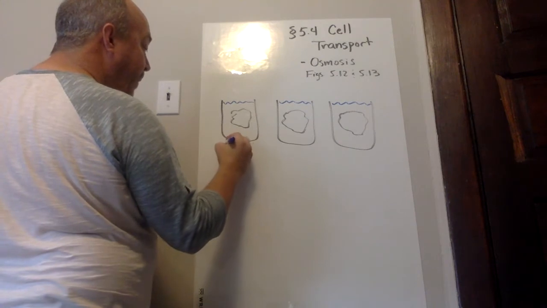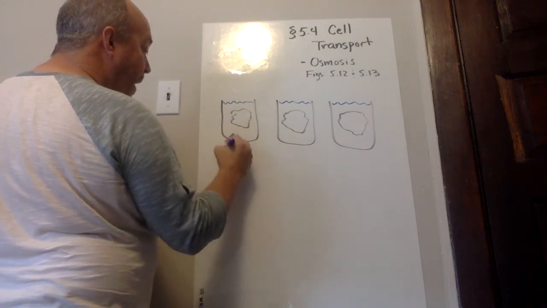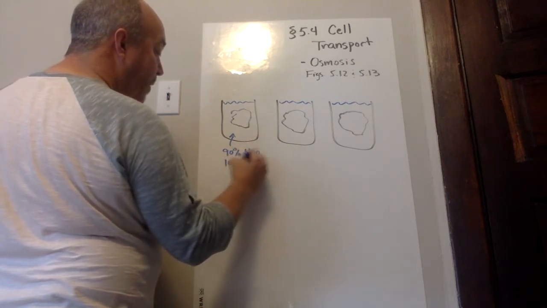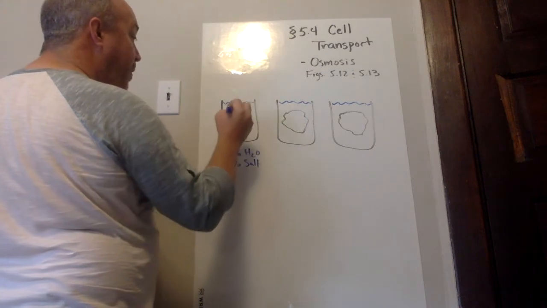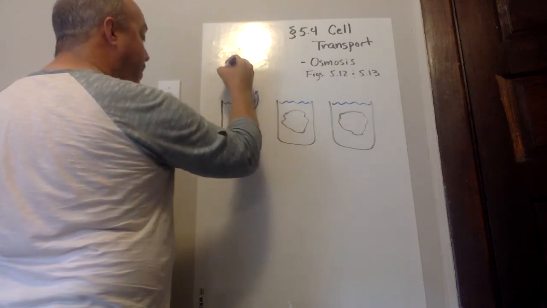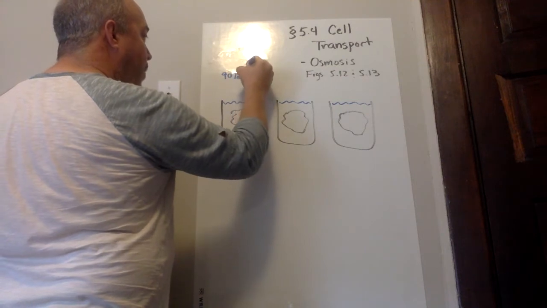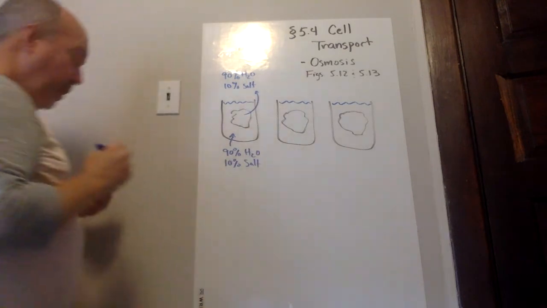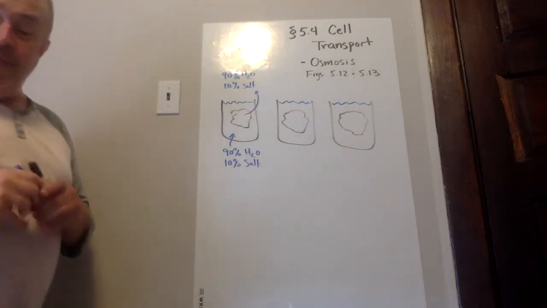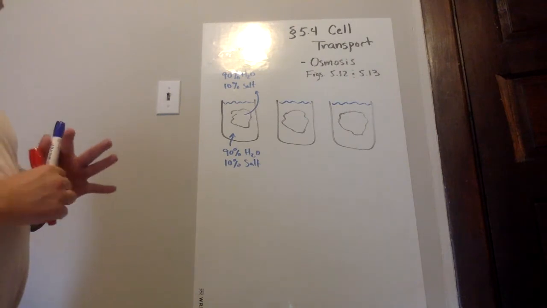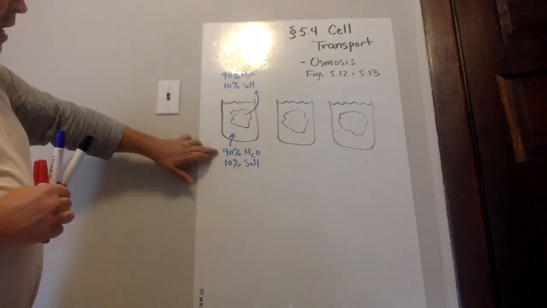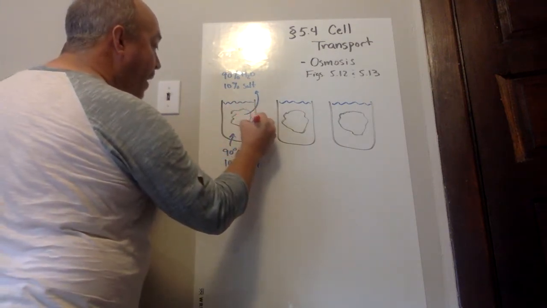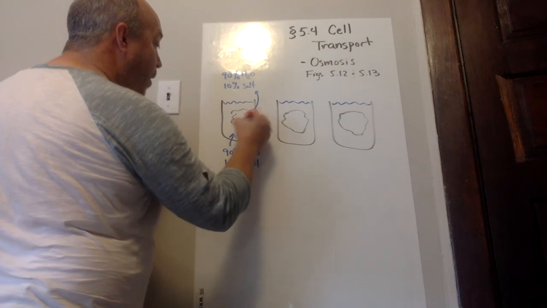So in this particular cell, we're going to have 90% water and 10% salt. And in this particular cell, we're also going to have 90% water and 10% salt. So, which way would the water move this time? It's not going to move at all because we have 90% here and 90% here. There is no concentration gradient. For every one molecule of water that leaves, one molecule of water will come back in.